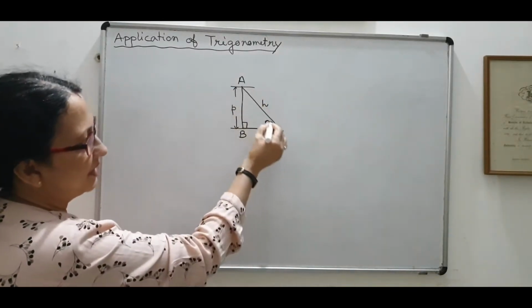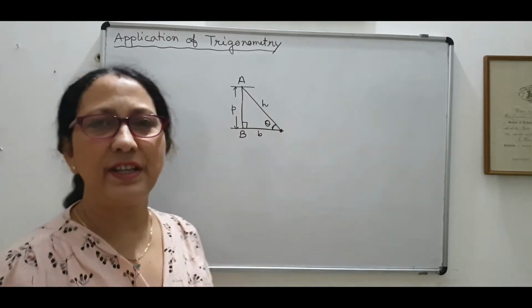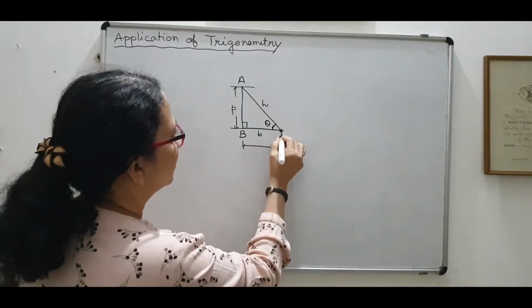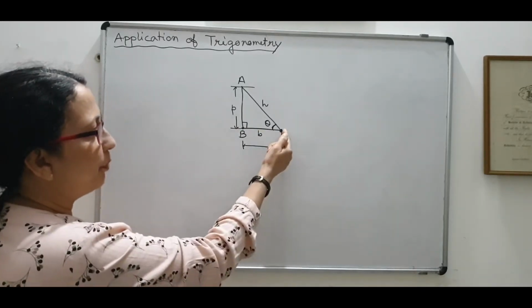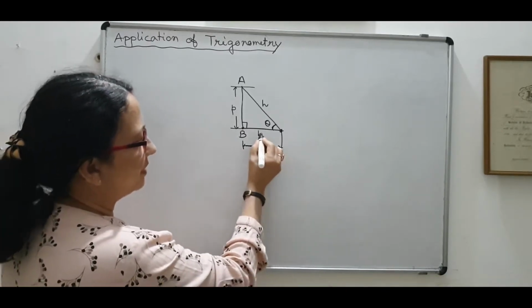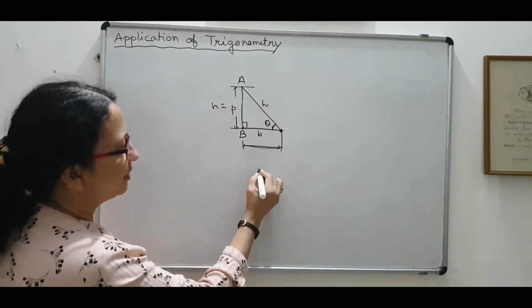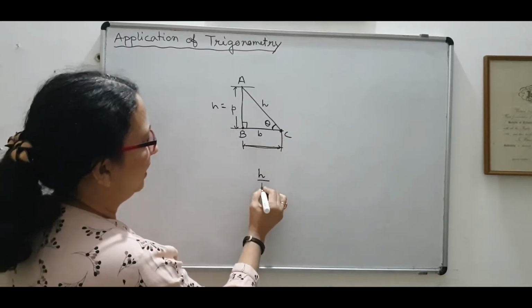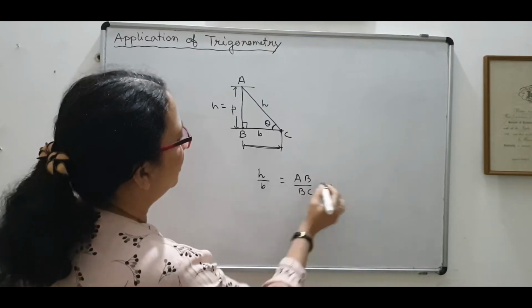Then there will be a line of sight, and if I can measure this angle, which is possible with the help of an instrument, say a theodolite, and if I can measure the distance from the foot of the tower or building to my observing point, then this is possible to measure. This distance BC I can measure. Then this height is your perpendicular.